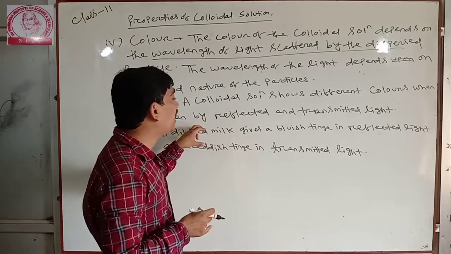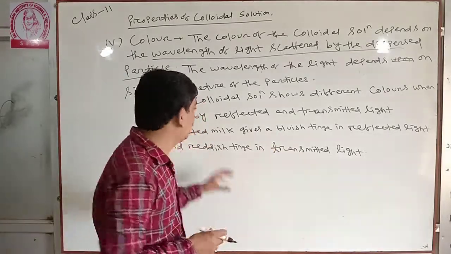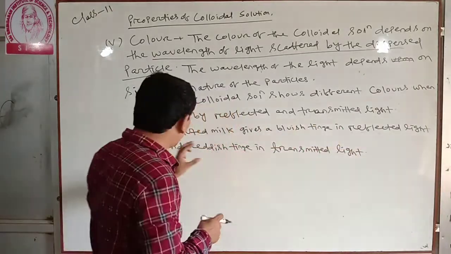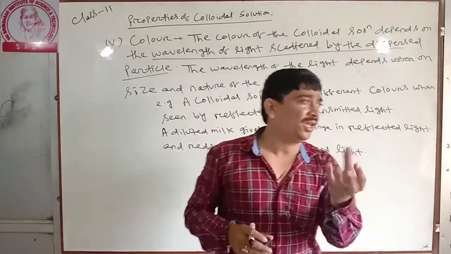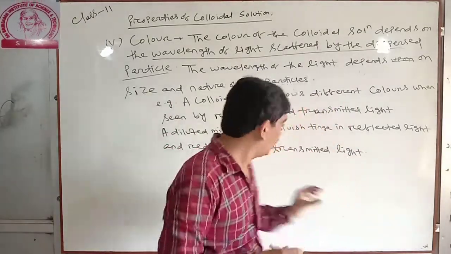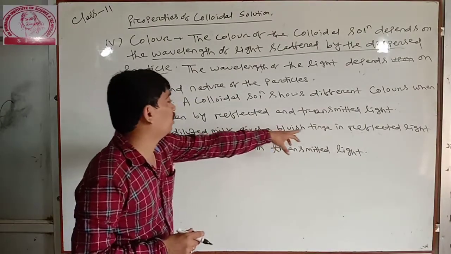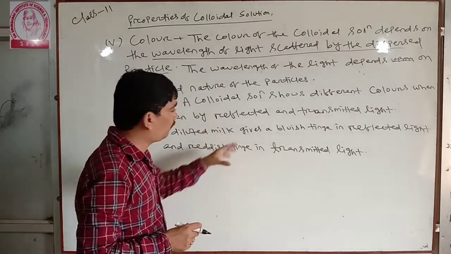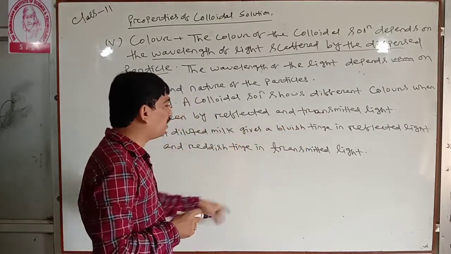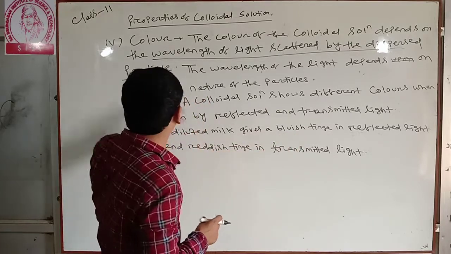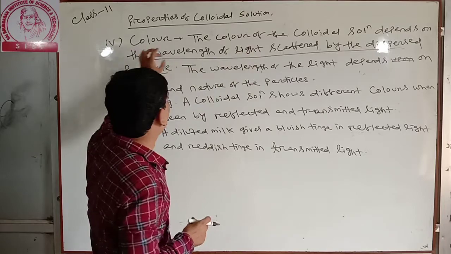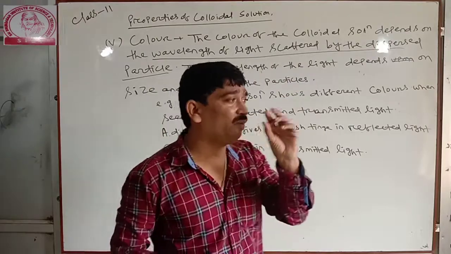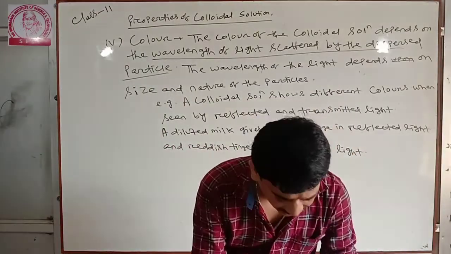For example, when you add water to milk to make diluted milk, it gives a bluish tinge in reflected light and a reddish tinge in transmitted light. This is because the color of the colloidal solution depends upon the wavelength of the light scattered by the dispersed particle, so different wavelengths give different colors.